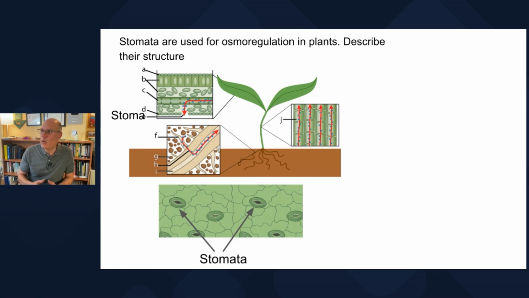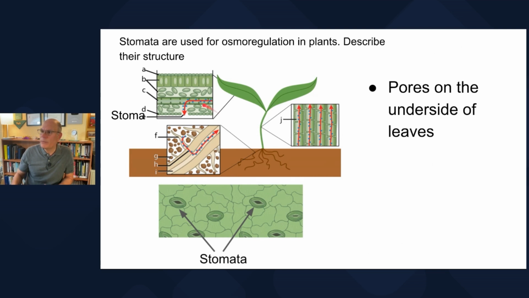Stomata are used for osmoregulation in plants. To describe their structure, here's a drawing of a leaf of a plant, and here's a cross section of that leaf, and there are many layers of cells. The top and the bottom layers are both referred to as epidermis, that's the outer covering, and the epidermis is covered by a waxy cuticle, and that prevents water loss from these leaves, which are exposed to the wind and the sun, and so on.